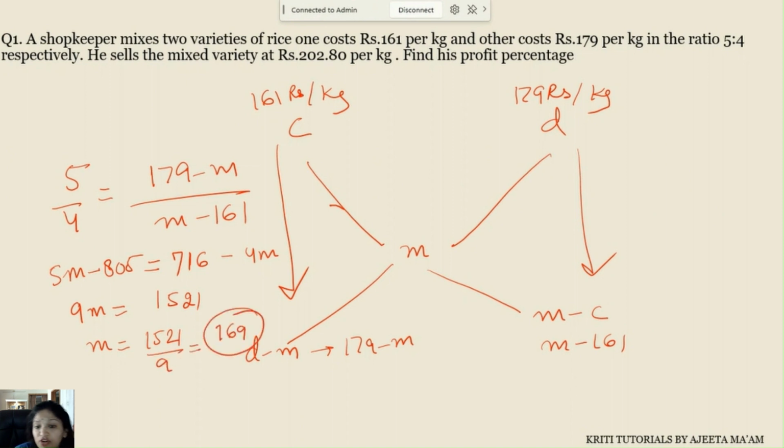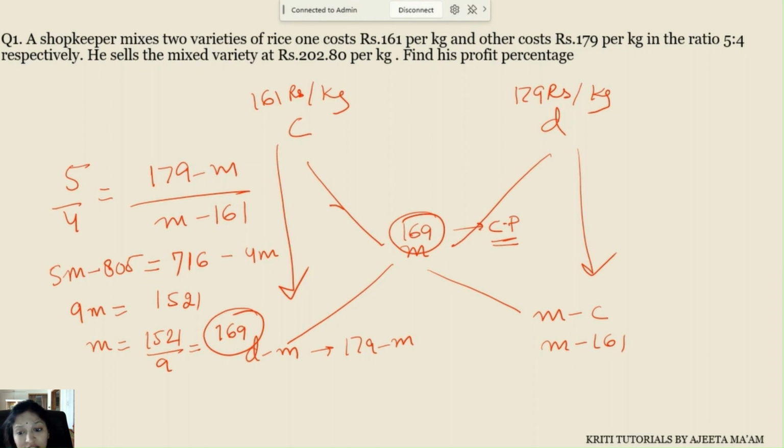Now you can cross check your answer also. It should be between 161 and 179, not exactly the midpoint, because the ratio is different. It's not 1 is to 1. So that is 169. So this is 169, which is the CP of the mixed variety.